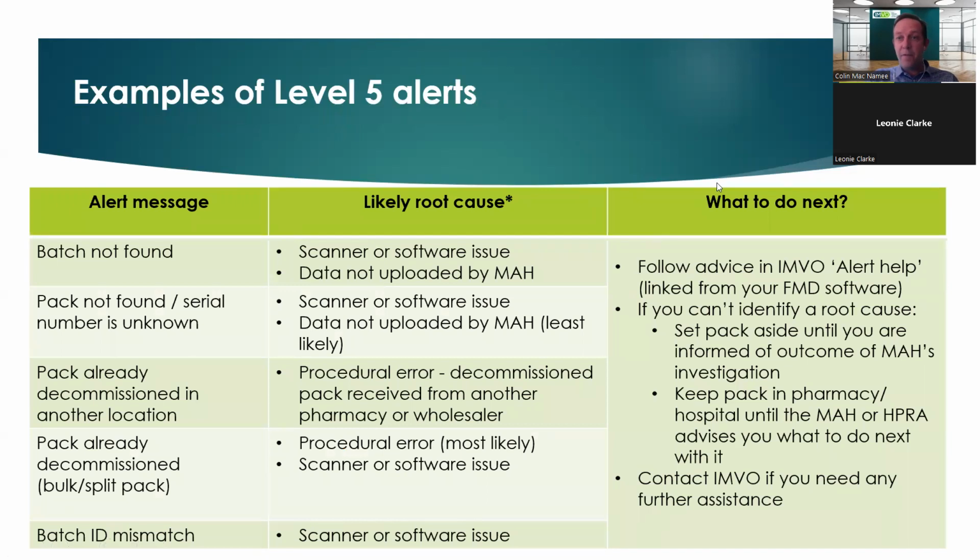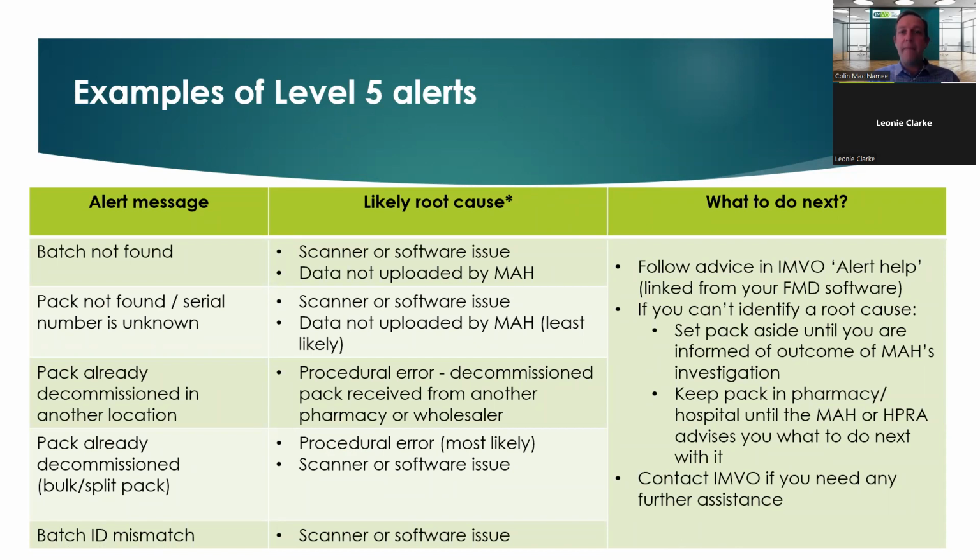So some examples of level 5 alerts. And these are just the more common examples that we find. On the left-hand side of the screen, you'll see a series of alert messages that can be generated by the system. The batch isn't found. So the likely root cause of an alert like that is either the scanner or software has malfunctioned in some way, and essentially the string of characters associated with the batch ID that has been scanned does not match what is within the database.